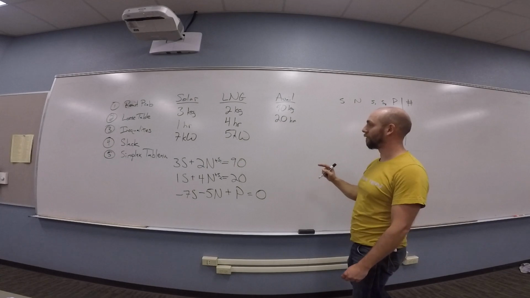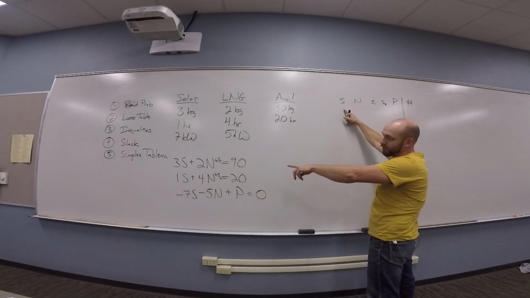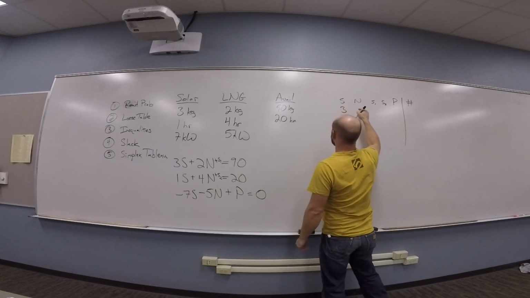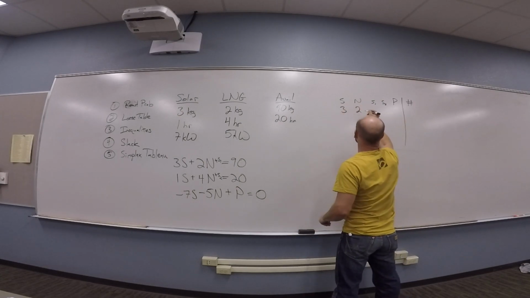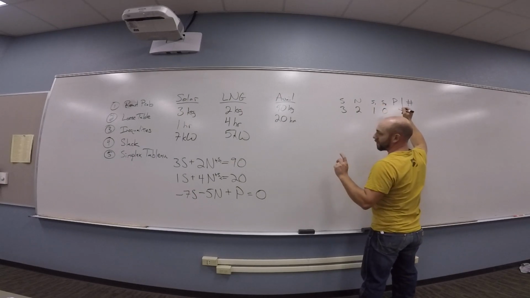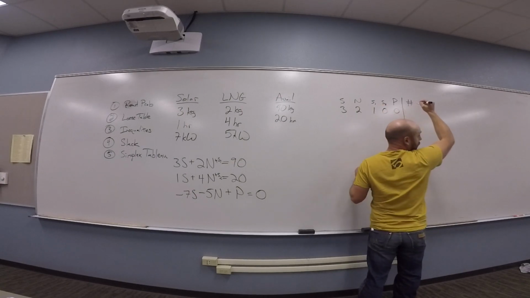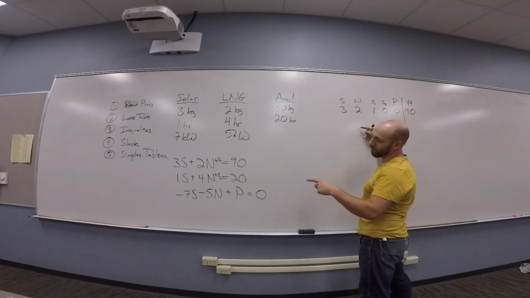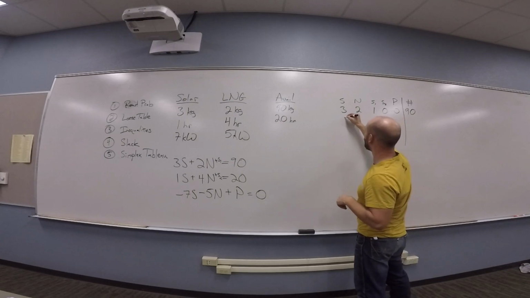Okay, so the first equation is how many S's? 3. 3 S's. How many N's? 2 N's. 1 slack, 0 slack 2, no P's, and 90. Beautiful.